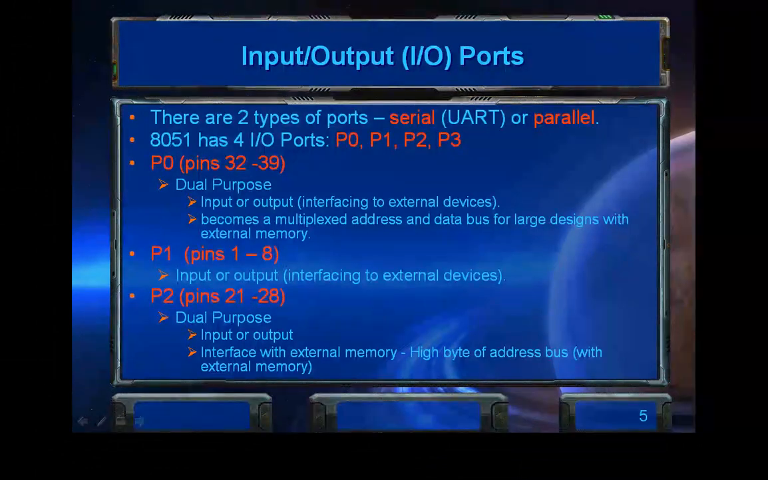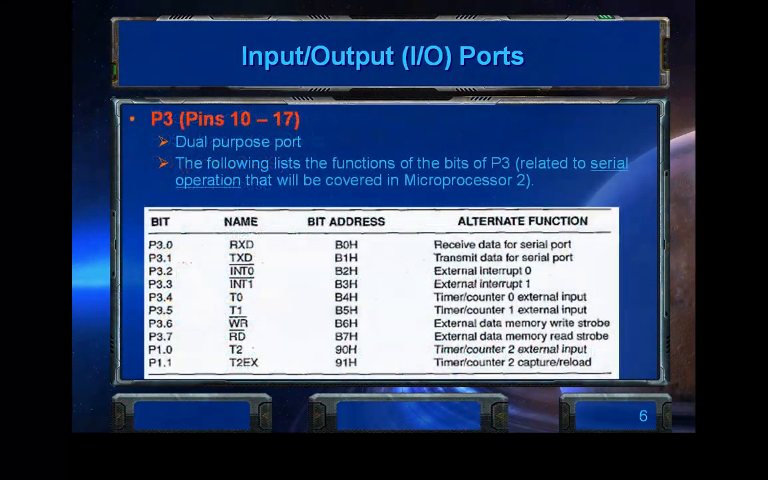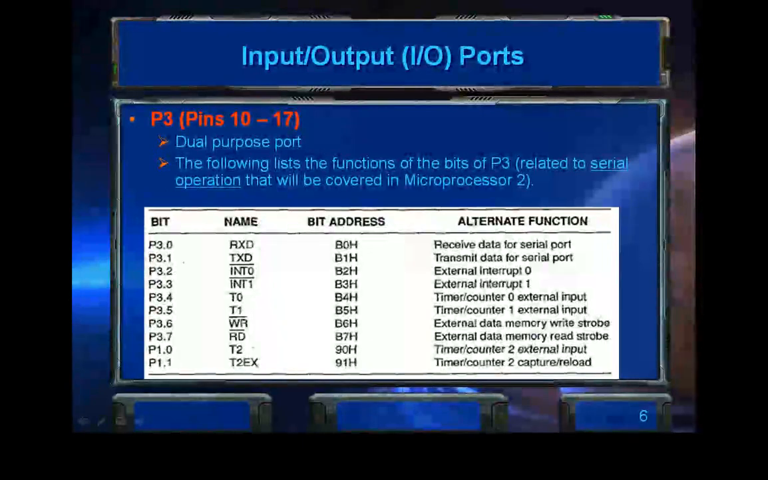Port 0 is also an open drain port, meaning inputs of 1s will be pulled down to 0 if the port is set to 0. Port 1 is a bidirectional port with internal pull-ups. Port 2 is also a bidirectional port with internal pull-ups. Port 2 also serves as the high-order address bus for designs with external memory. Similar to ports 1 and 2, port 3 is also a bidirectional port with internal pull-ups.